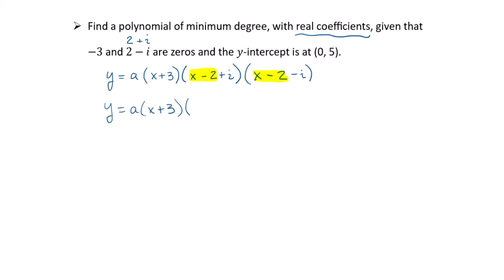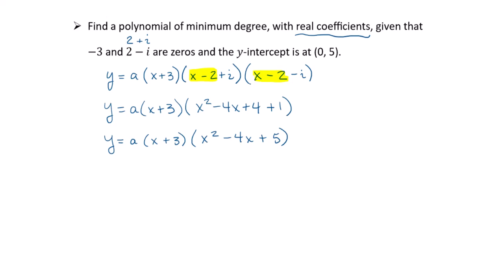I have x minus 2 times x minus 2, which is going to be x squared minus 4x plus 4, and a minus i times i is i squared, which is negative 1. So I'm subtracting a negative 1, making that a plus 1. Let's simplify just a little bit inside that second set of parentheses. I now know that that is x squared minus 4x plus 5.